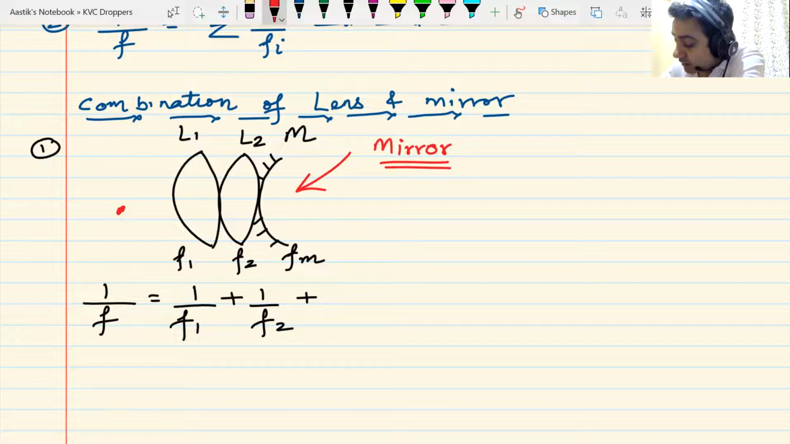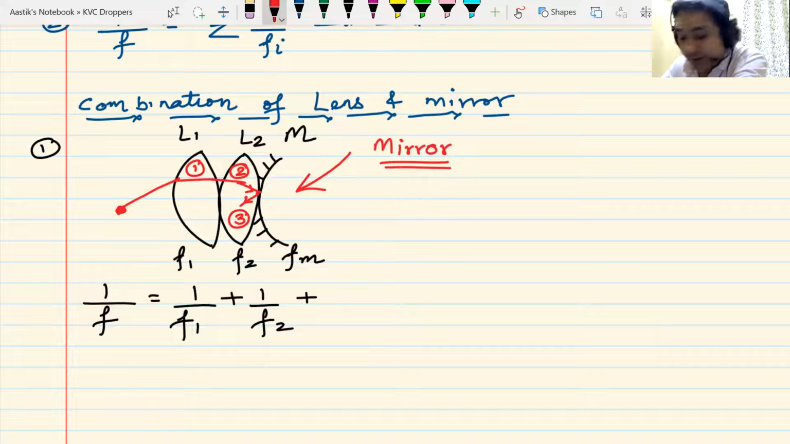Now, if I have an object here, a ray of light will go through this. There will be refraction number 1 here, so it will get refracted through lens 1. Then it will be refracted through lens 2. Then it will hit the mirror. From the mirror, it will come back. So there will be a third refraction from lens number 2. Then it will come out. There will be a fourth refraction and it will form an image somewhere outside this. Do we understand this?